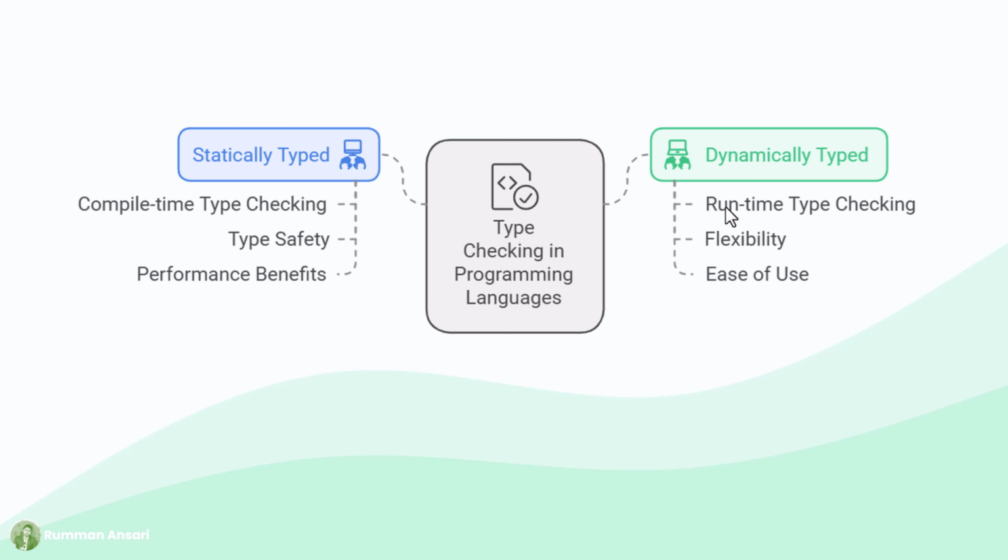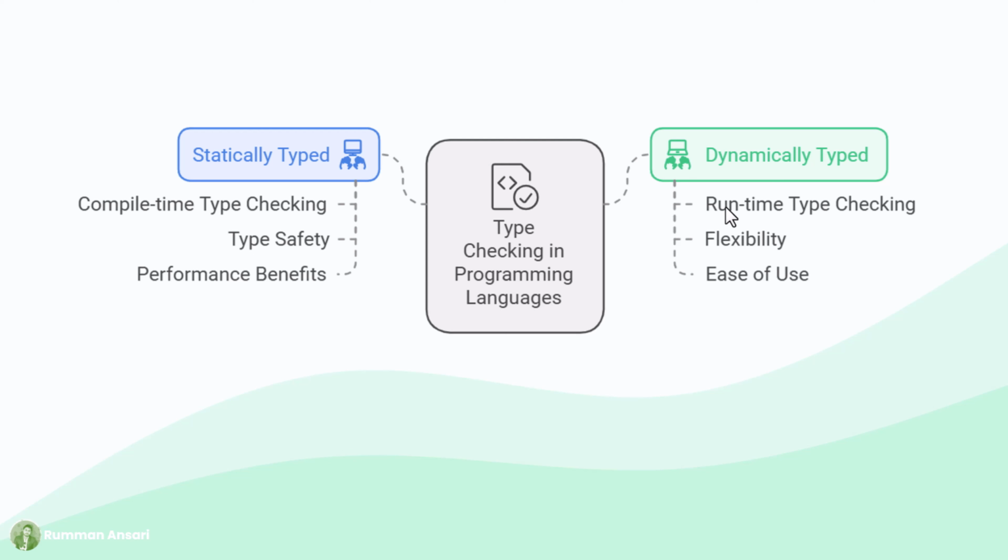Now let's discuss a few characteristics of dynamically typed language. The first one we already discussed, that runtime type checking happens. Errors related to type only appear when the code is executed. Next is greater flexibility or ease of use. Variables can be reassigned with values of different types. Also flexibility, because variables can be reassigned with values of different types. So that's why there is flexibility.